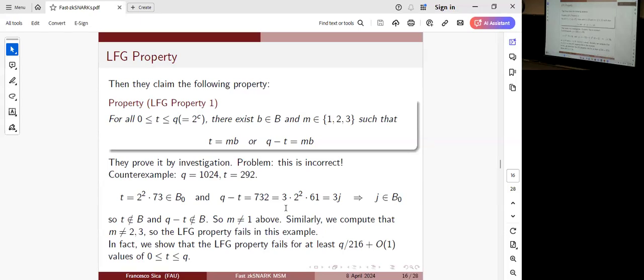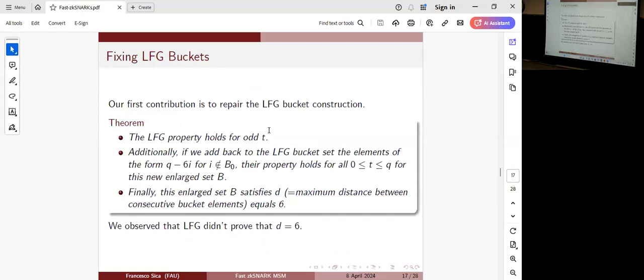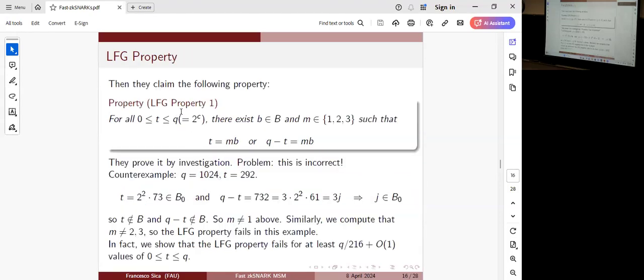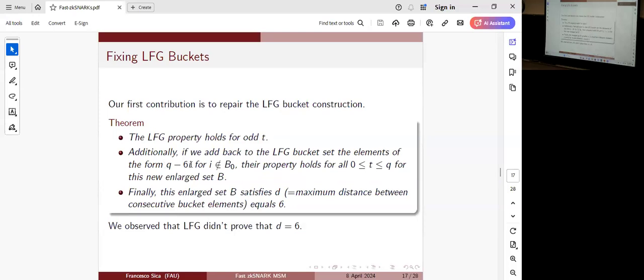Okay, so we try to repair the property. So can we add back a bit more elements so that the property would hold? And yes, that's what we found. First of all, we found out that the property holds for odd t's, which is already not so obvious. So the problem is with the even t's, and what we found is that you just need to add back these even numbers here of the form q. So q here is the power of 2 for them, right? I put it here. So q minus 6i, where i is not in B0, kind of strange inclusion-exclusion thing.